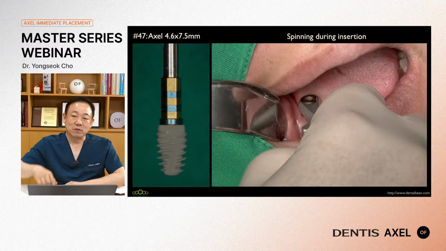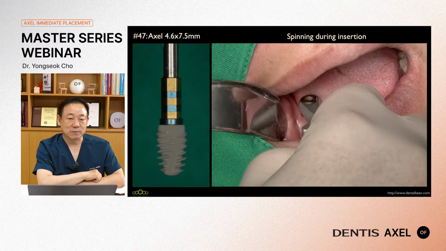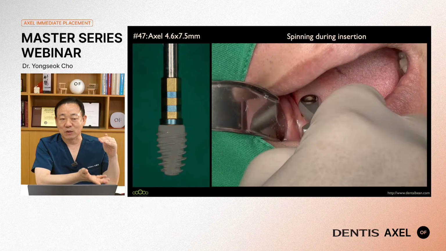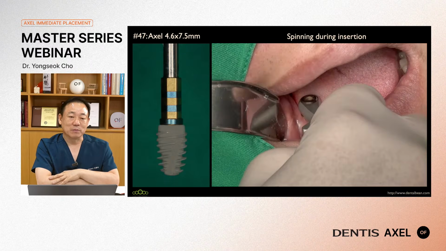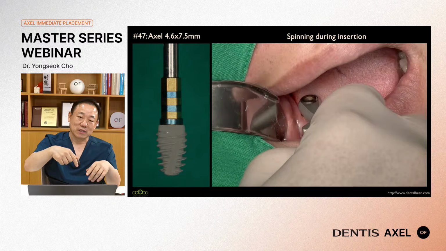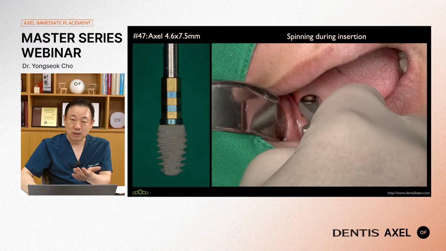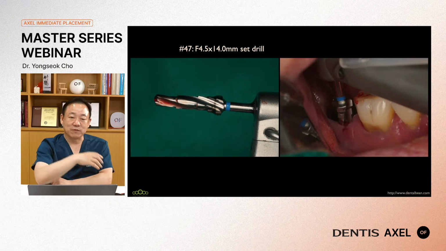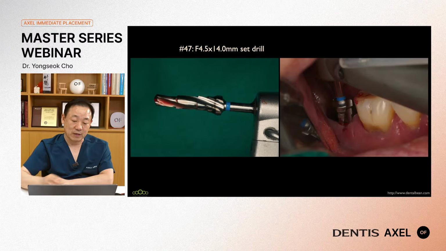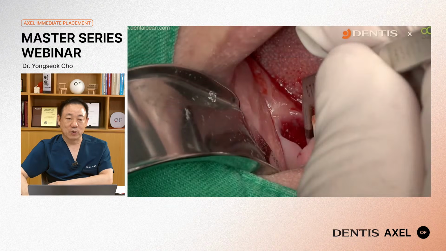During the insertion, it spun. That's because I didn't prep a sufficiently long apical portion. It is under 3 mm. So it spun again. So I decided to advance further, changing the drill to a 14 mm long one. Okay. And I checked the hole depth again. Now it is a 14 mm deep hole. Then 9 mm is available.